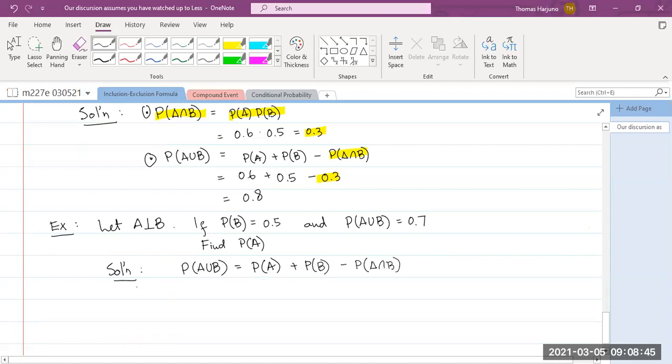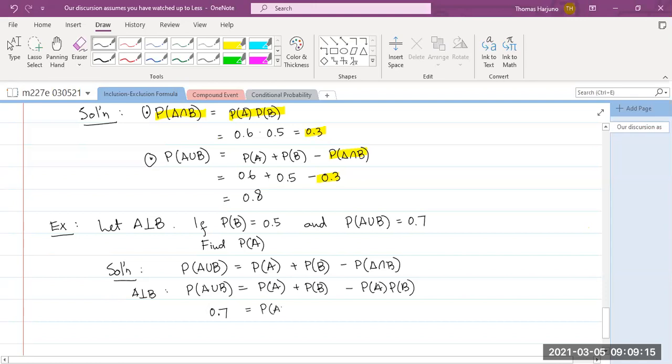Now the thing is, A is independent of B. So the formula is modified: probability of A plus probability of B minus probability of A times probability of B, right? Then we plug in numbers. This is 0.7.